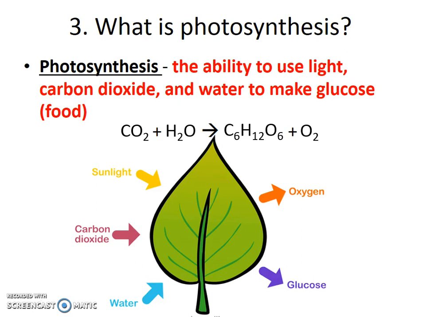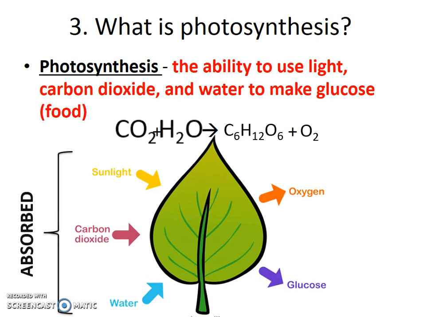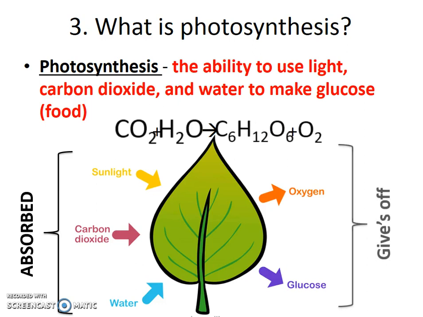So photosynthesis absorbs carbon dioxide and water and gives off glucose and oxygen. And if you have your notes out in front of you, write that down. I know that absorbs and gives off isn't down in the red letters, but I actually want you to understand that photosynthesis absorbs carbon dioxide and water to give off glucose and oxygen.